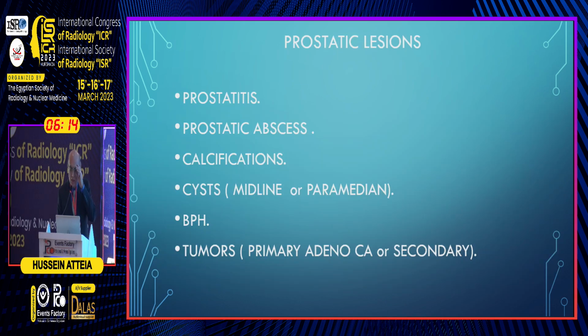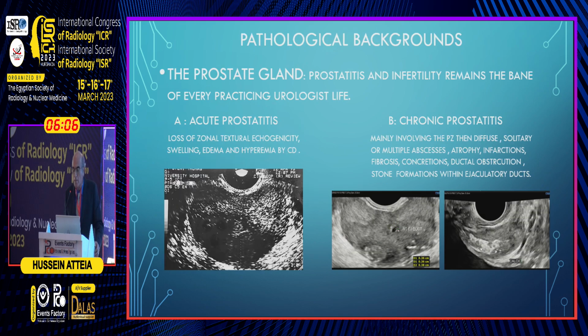Now, prostatic lesions are prostatitis, prostatic abscess, calcification, cyst, midline or paramedian cysts, BPH, and tumors, either primary or secondary. Now, let's start with acute prostatitis.